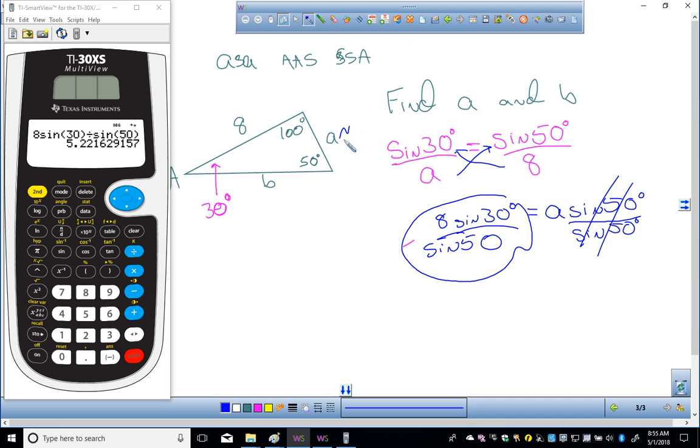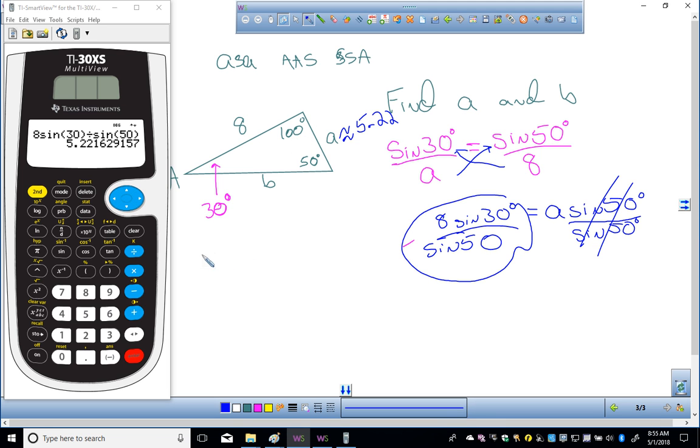5.22. Now that I know A, how do I find B? A plus B equals C? No, it's not a right triangle, it's not 90 degrees. So do not use the Pythagorean theorem, because it's not a right triangle. You can only use the Pythagorean theorem on right triangles. So you have to use the law of sines again. Who can give me the equation to set it up?